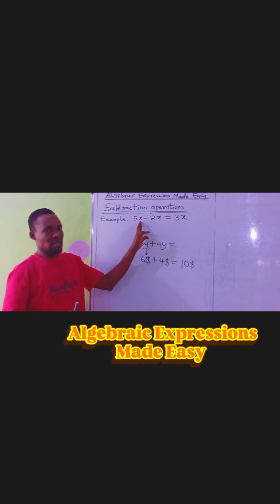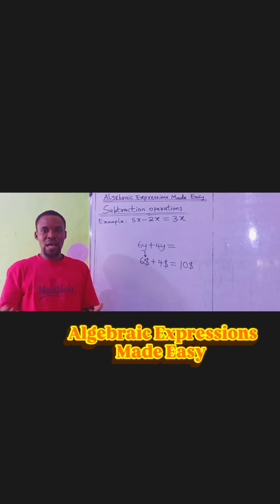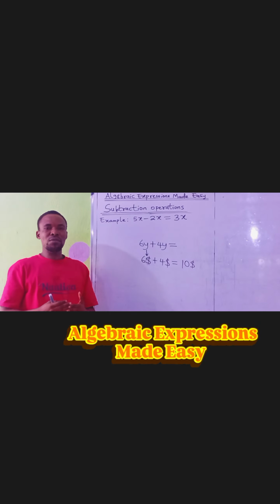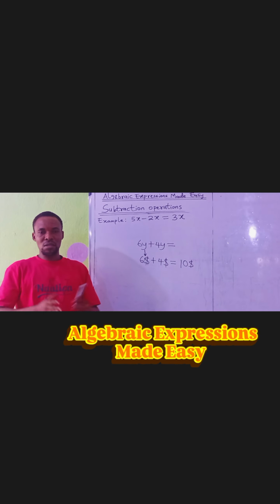Now recall again, these are like terms. We have x here, we have another x here. These are what? Like terms. But what if you are being given an algebraic expression where the terms are not similar or they are not like terms? How do you go about it?